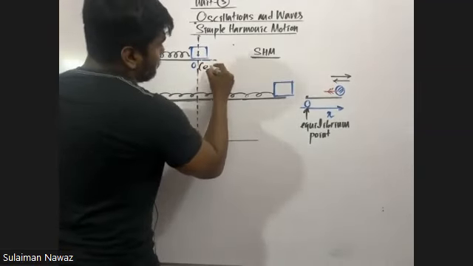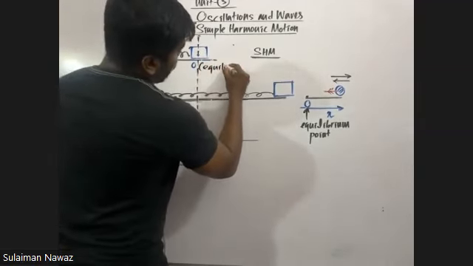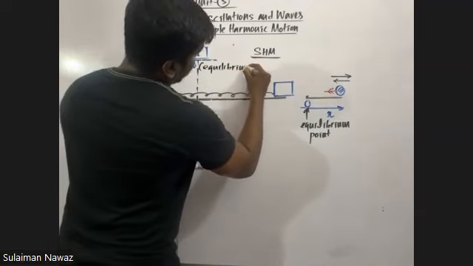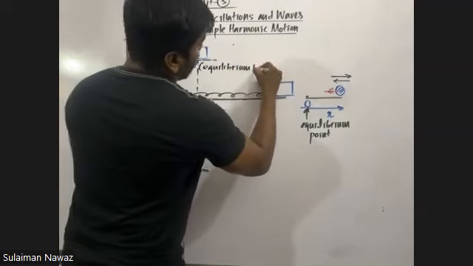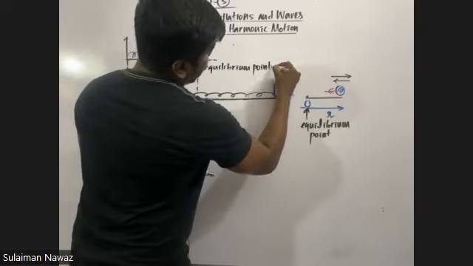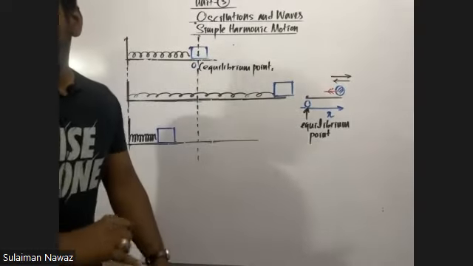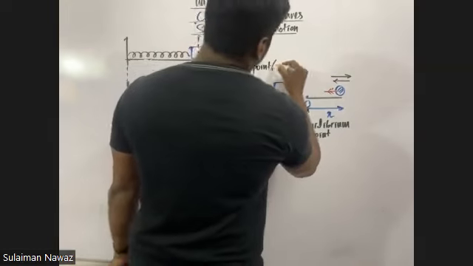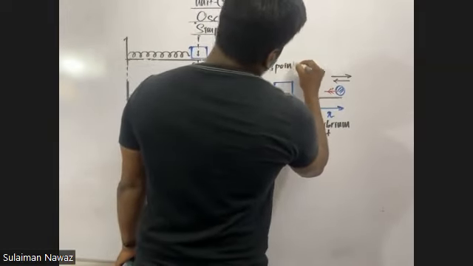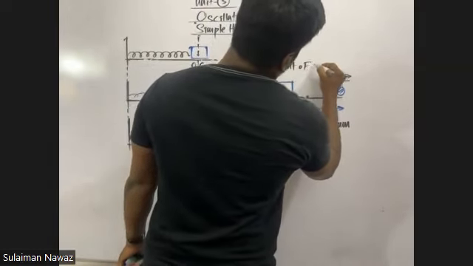So write down with me: equilibrium point, if not, point of oscillation.